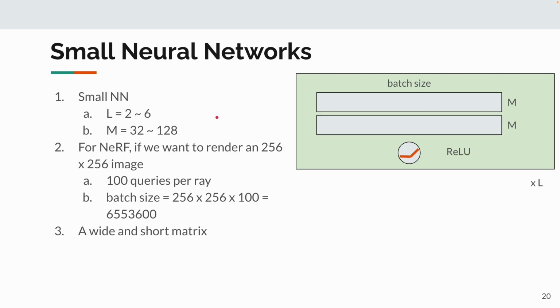So let's dive into the block of the MLP. Suppose we design a small MLP with the number of layers between 2 and 6, and the number of neurons M between 32 and 128. This is much smaller compared to the original implementation. Next, let's calculate the batch size for rendering a 2D image. For an image with width and height equal to 256, there are in total 256 times 256 rays emitted from the camera. Suppose for each ray we sample 100 points, then the batch size is around 6 million, which makes the matrix in the MLP very wide but short.